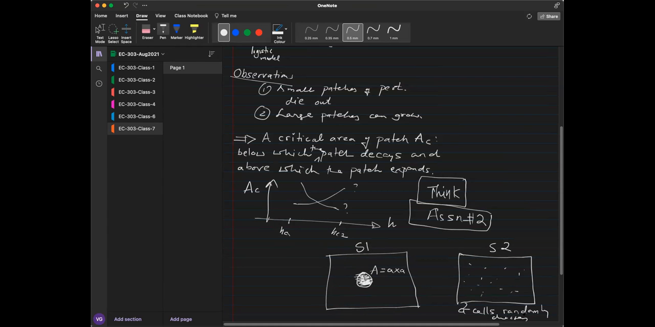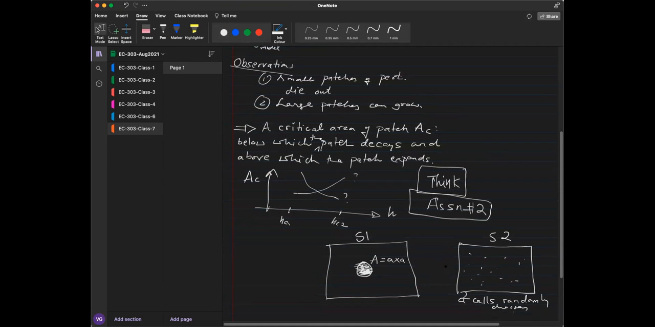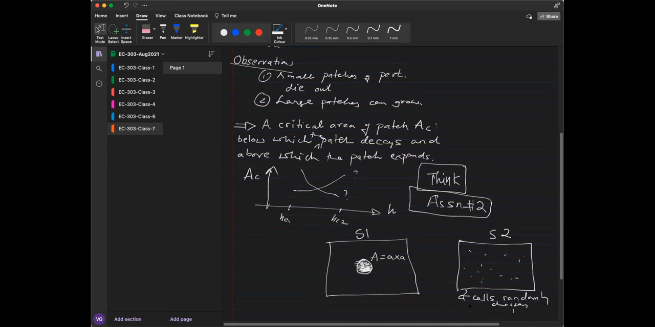Now, answer me the following question: which of them will have a lower value of AC? I think S1 will have. S1, exactly, because it's a concentrated area, right? Let's say I have found an AC from this scenario, S1. Now, unless each of these is greater than AC, what will happen? Each of them will basically decay.